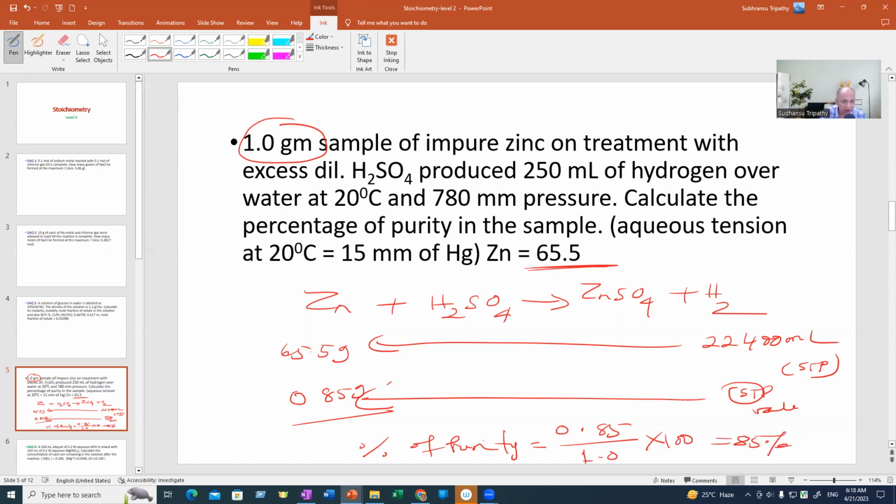Now, I'm just giving fictitious data. I don't know what the value is. So I give you as a task to find this. Say, supposing this is X. So this is X. This is the mass of impure sample. It's given.